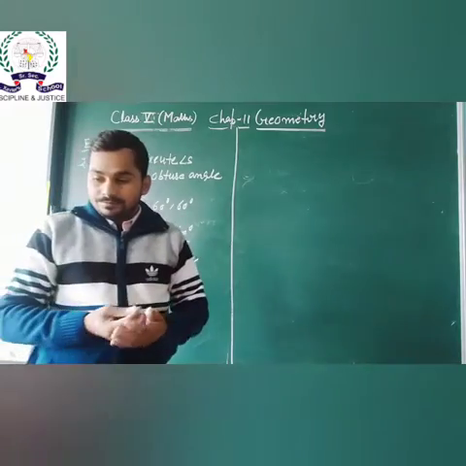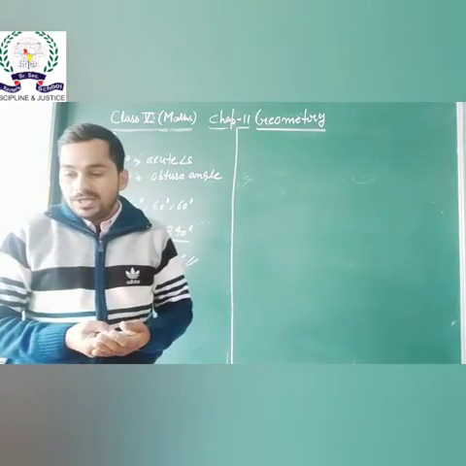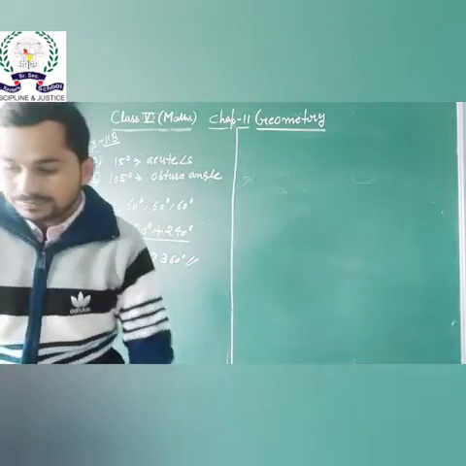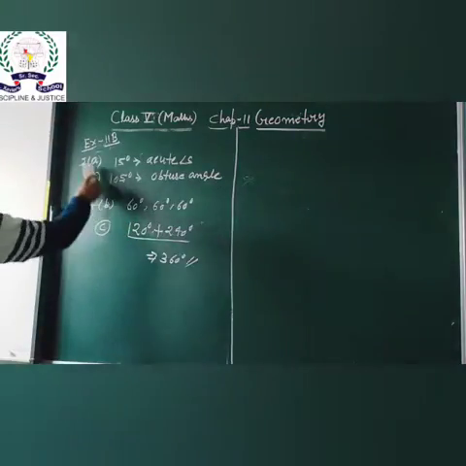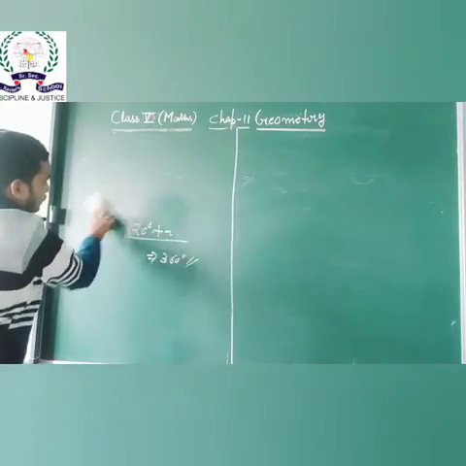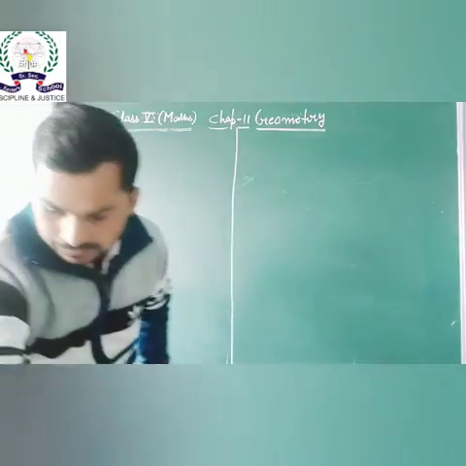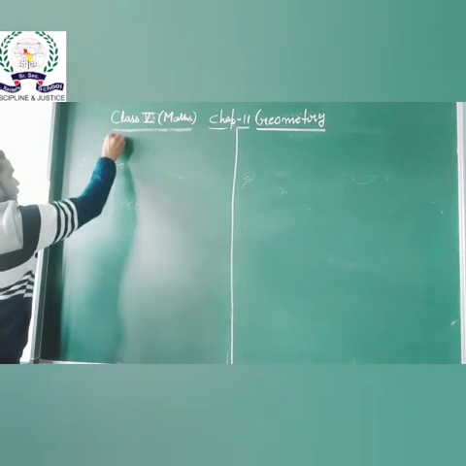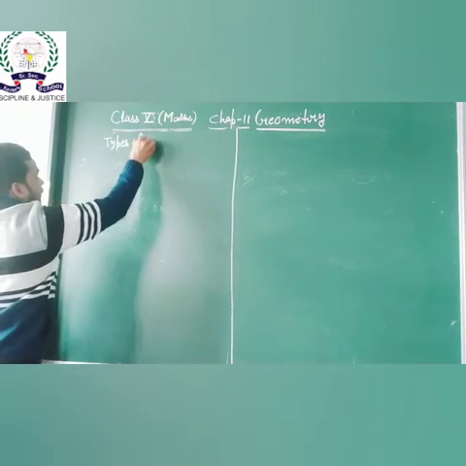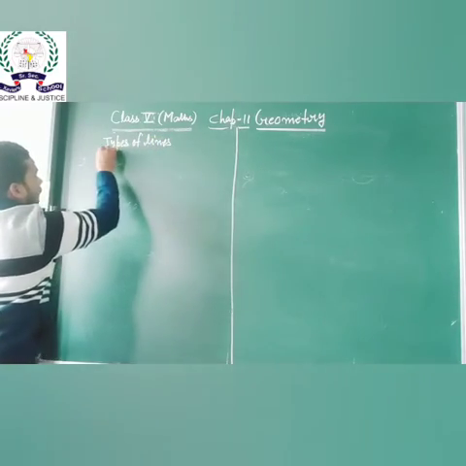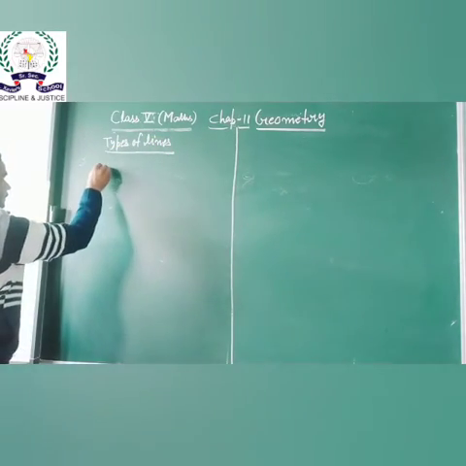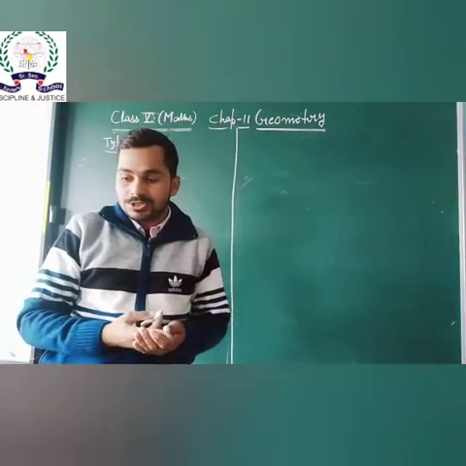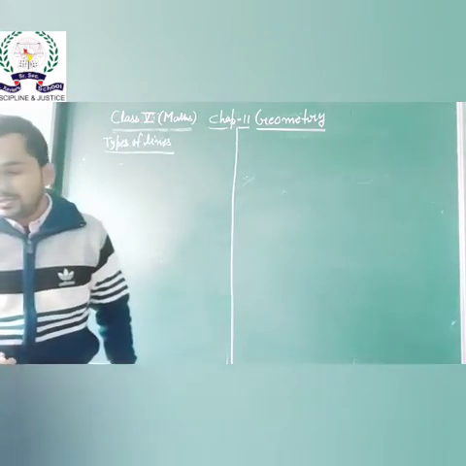Now the new exercise 11C, where types of lines. So first one is the intersecting lines. Two or more lines that meet or cross each other in a plane are called intersecting lines.